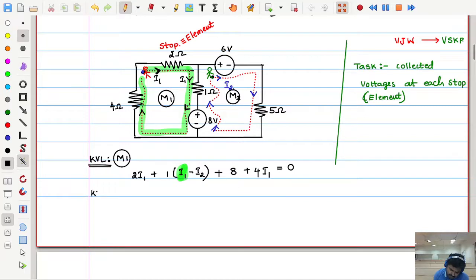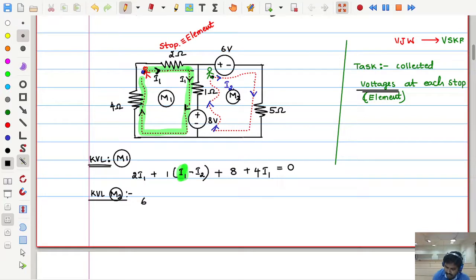Now tell me Kirchhoff voltage law for your area. My area's work is completed, now the task is assigned to you. You tell me what is your journey, what voltages you need to collect, and give me the equation completely. As you start your journey, how much is the voltage coming across immediately? 6 volts. Very good.